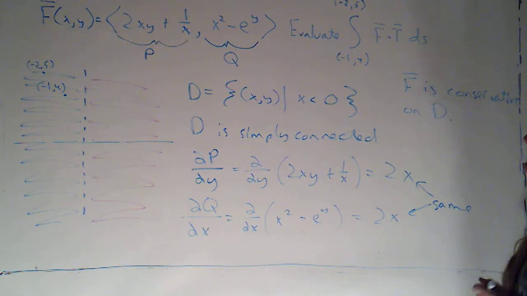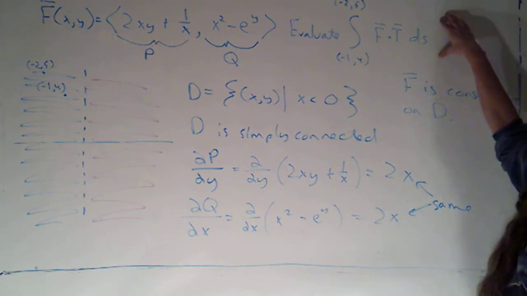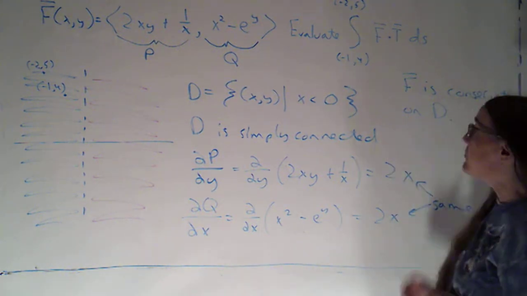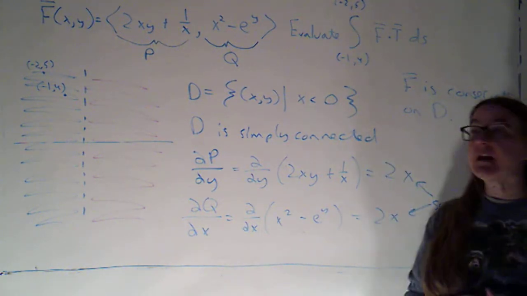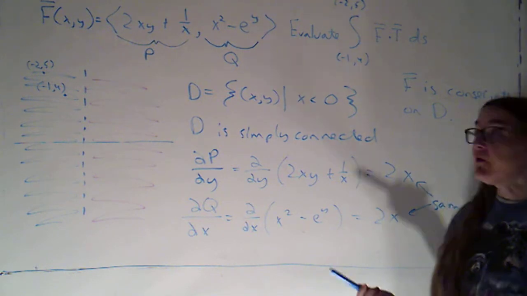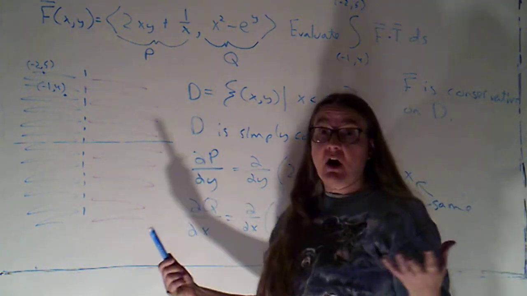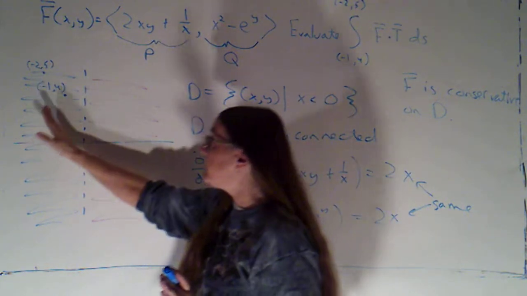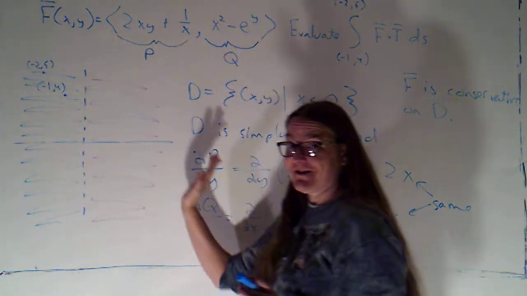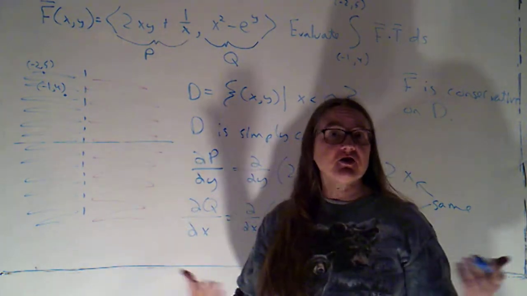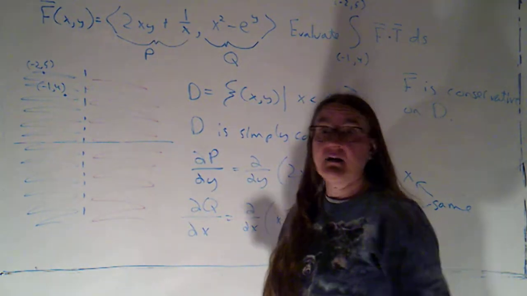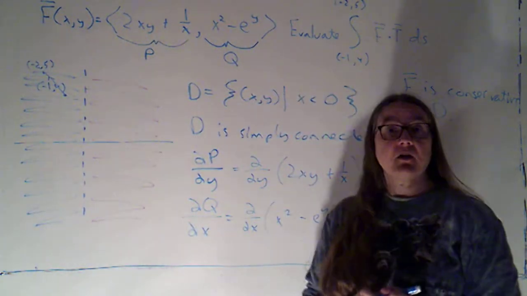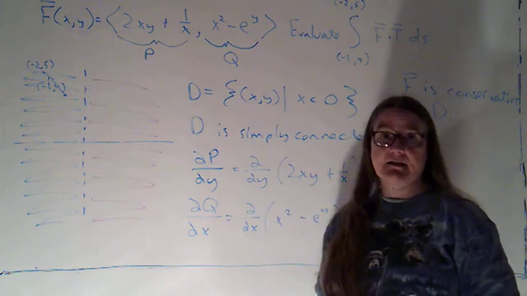Okay, excellent. So now for evaluating this integral, I've got a couple of options. I now know that this integral is going to be independent of path. So if I wanted to, I could just draw a path going from this point to this point, as long as that path does not cross the y-axis so that it stays in D, I could just parameterize that path and integrate. So I could draw the straight line path going from here to here, and I could parameterize and integrate. That would be perfectly acceptable.